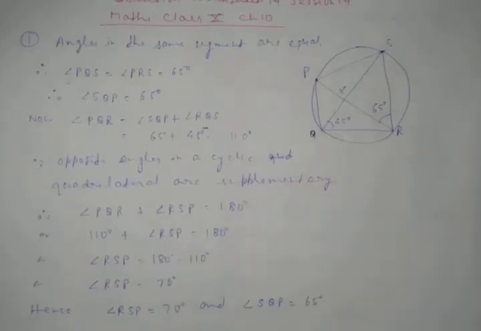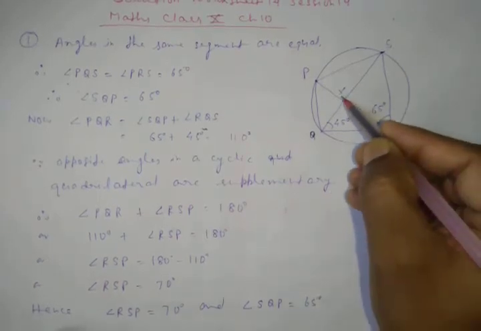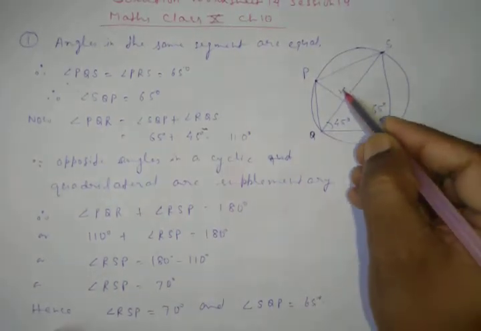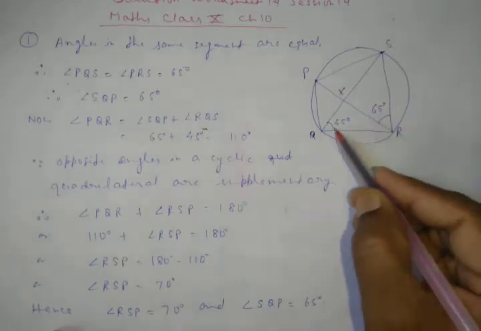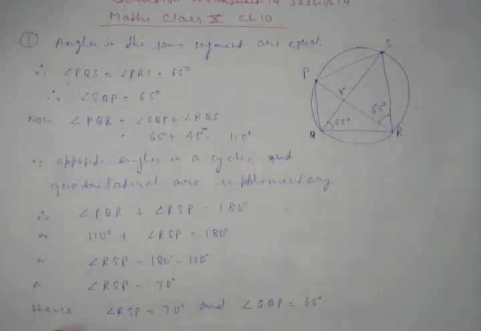This is the solution of worksheet 14, mathematics class 10. In the first question, we have to find the value of x. That is, this angle we have to find. And this is the figure. This angle is given as 45 degrees and this is given as 65 degrees. Then we have to find x.